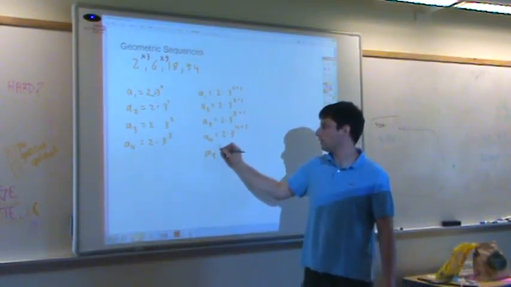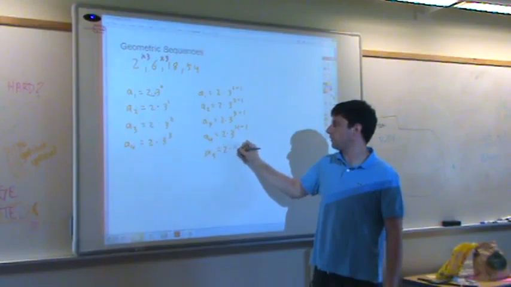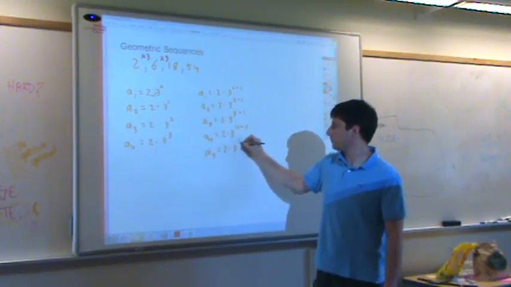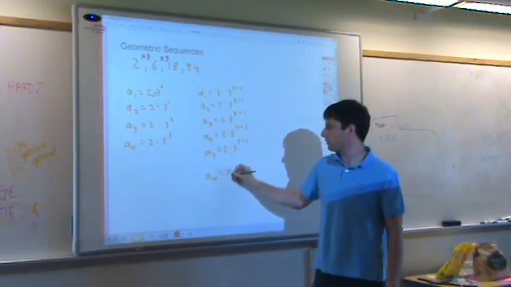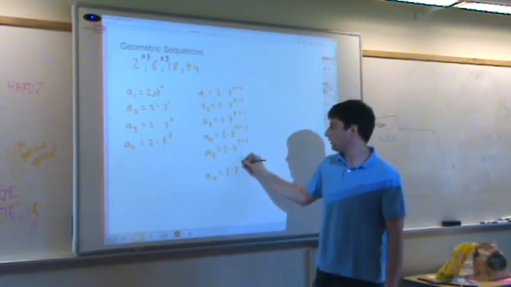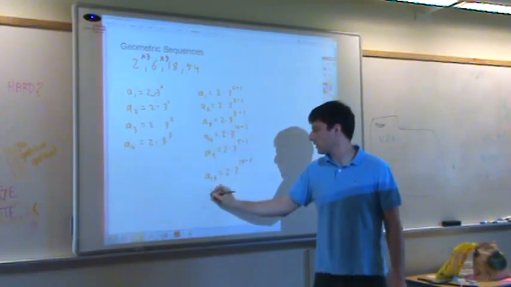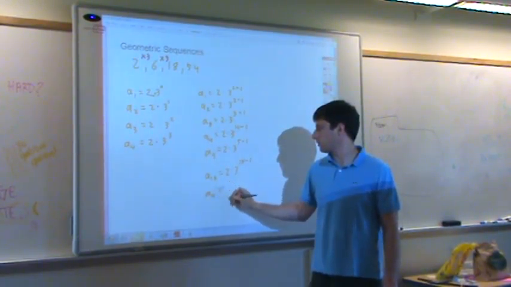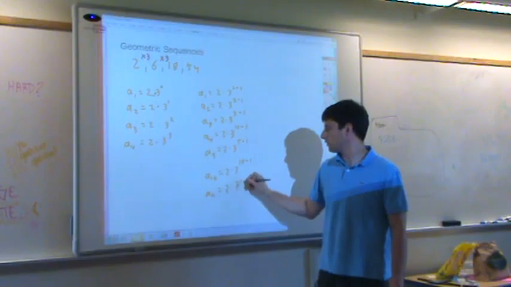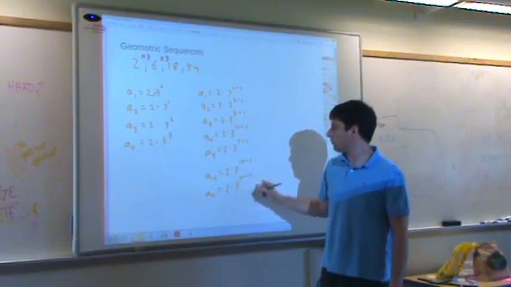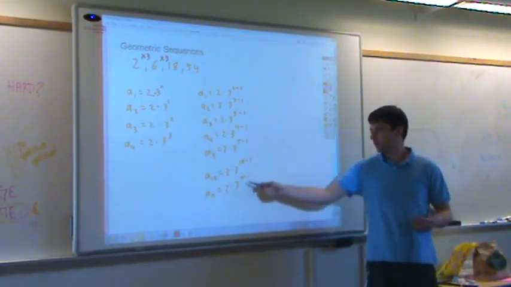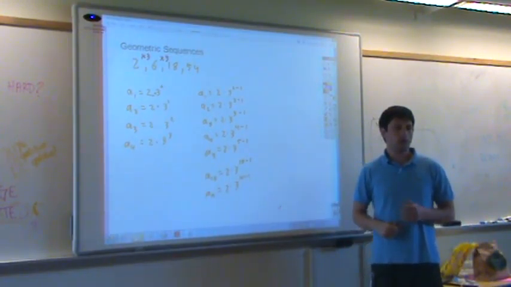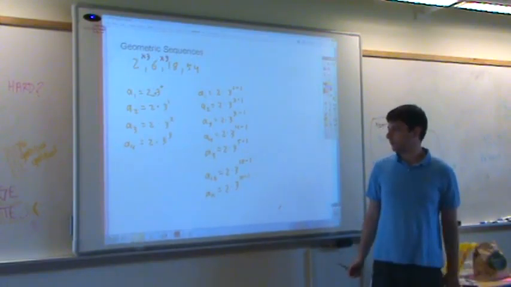So A5 equals 2 times 3 to the what? 5 minus 1. A10 equals 2 times 3 to the 10 minus 1. An equals 2 times 3 to the n minus 1. So that's where that n minus 1 term is. Don't be scared of it. It's saying 1 less than n. Multiply by 3, 1 less than n.